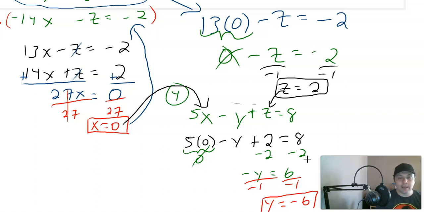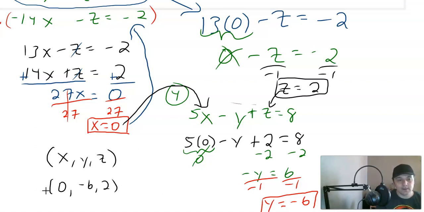So once you get a value for x, a value for y, and a value for z, you've solved the system of equations. So our final answer, as I mentioned at the beginning of the video, is you want to write it as an ordered triple. So this will be 0, negative 6, 2. And that's how you will type it in. All right, let's take a look at another example.